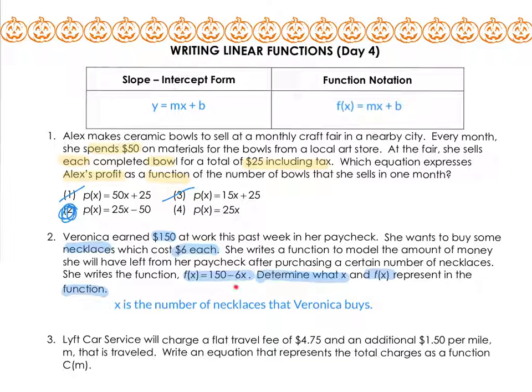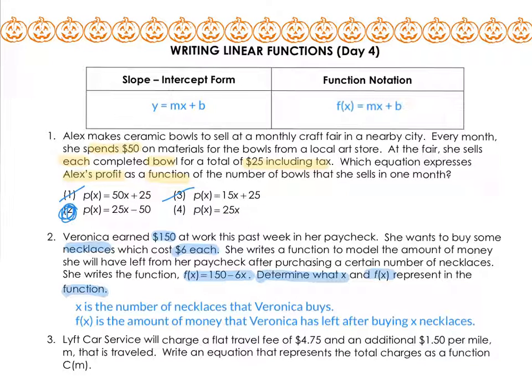Then if I look back, I can see that the 150, we're subtracting 6x. So if I think about that, that's going to be the amount that she started with from her paycheck, subtracting how much she's spending. That's going to give me the amount of money she has left, which makes sense because they said that the function models the amount of money she still has from her paycheck after purchasing a certain number of necklaces. So the f of x is the amount of money that Veronica has left after buying x necklaces.